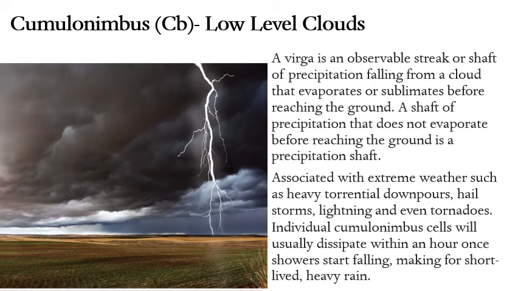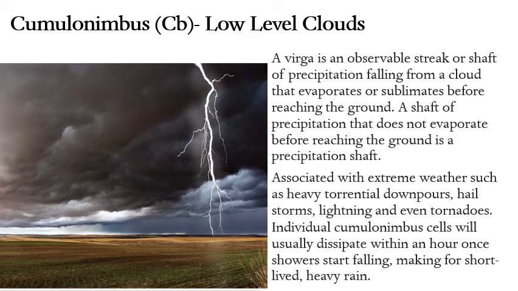This is also another variant of cumulonimbus clouds, wherein, as I have said a while ago, a virga is an observable streak or shaft of precipitation falling from a cloud that evaporates or sublimates before reaching the ground. A shaft of precipitation that does not evaporate before reaching the ground is the precipitation shaft. But in the form of a cumulonimbus cloud, this virga in the form of rain is visible from afar.